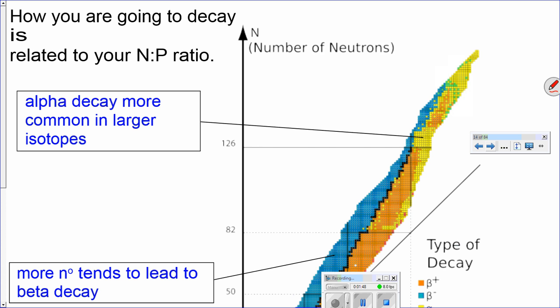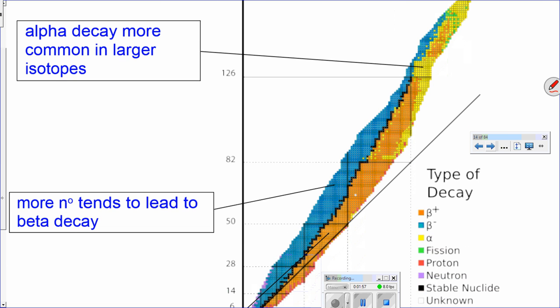How you're going to decay depends on your proton to neutron ratio. We talked about this band of stability. The nice black line in the middle, if you're looking right there, represents stable isotopes, so that proton to neutron ratio of stable isotopes. When you talk about alpha radiation, you're going to notice, if you look at this color here, alpha radiation is happening way up here where you have these much larger isotopes. They're kind of trying to get down to that band of stability.